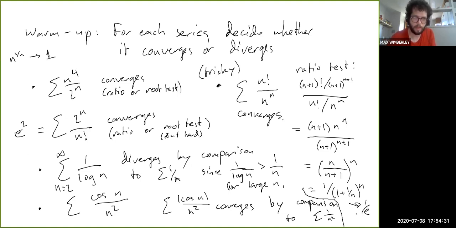And that's because if you take the Taylor series of e to the x, that's the sum of x to the n over n factorial. So if you just plug in x equals 2, you get that this series equals e squared. That comes from a more advanced theory, but we don't really have the tools to do that kind of thing right now.